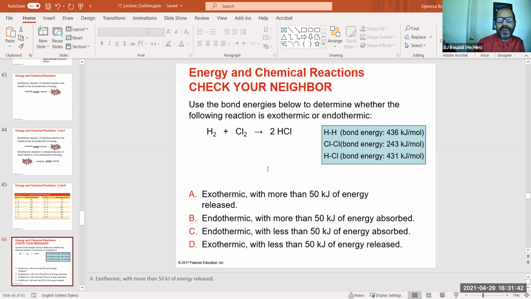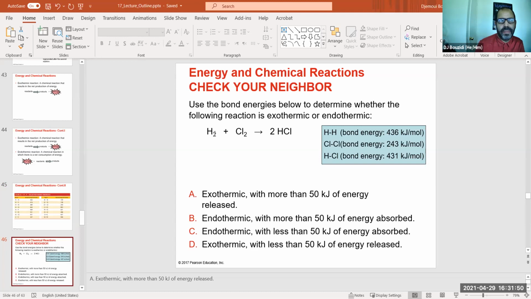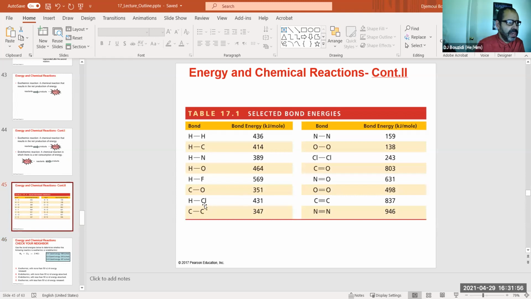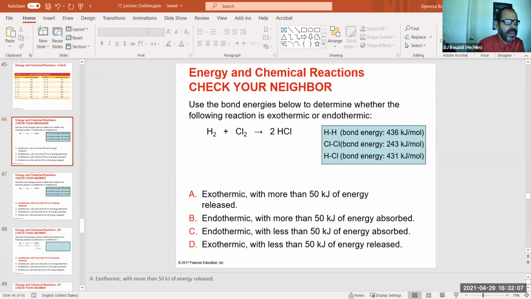So here is an energy balance in here. I have H-H, if I go back to the table in here, H-H is 436 kilojoules. I have chlorine, if I go back to this table, it's telling me chlorine is 243. So if I add 436 to 243, what is it? 6 plus 3, that's 9. 3 plus 4, that's 7. So it's 679 kilojoules to begin with.